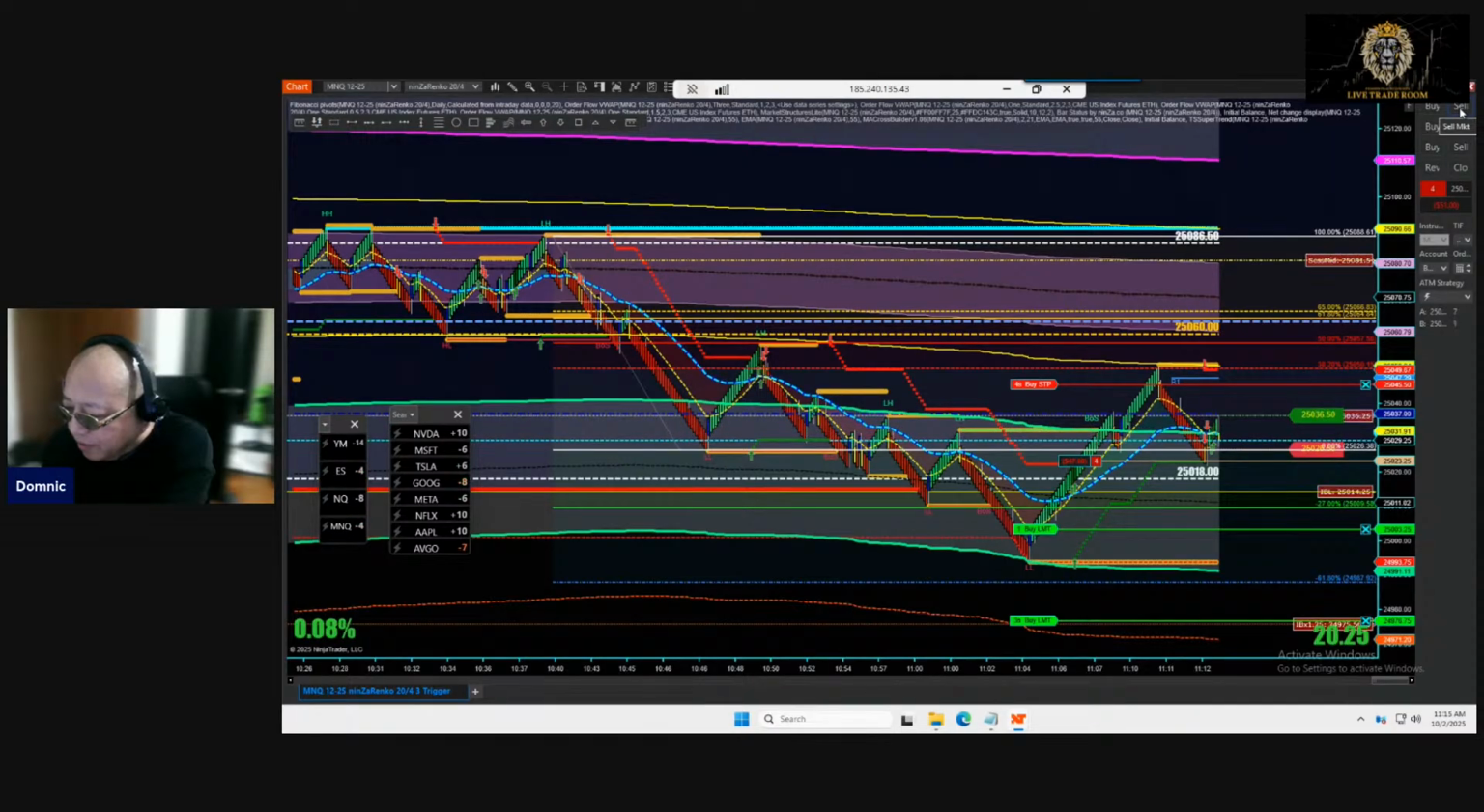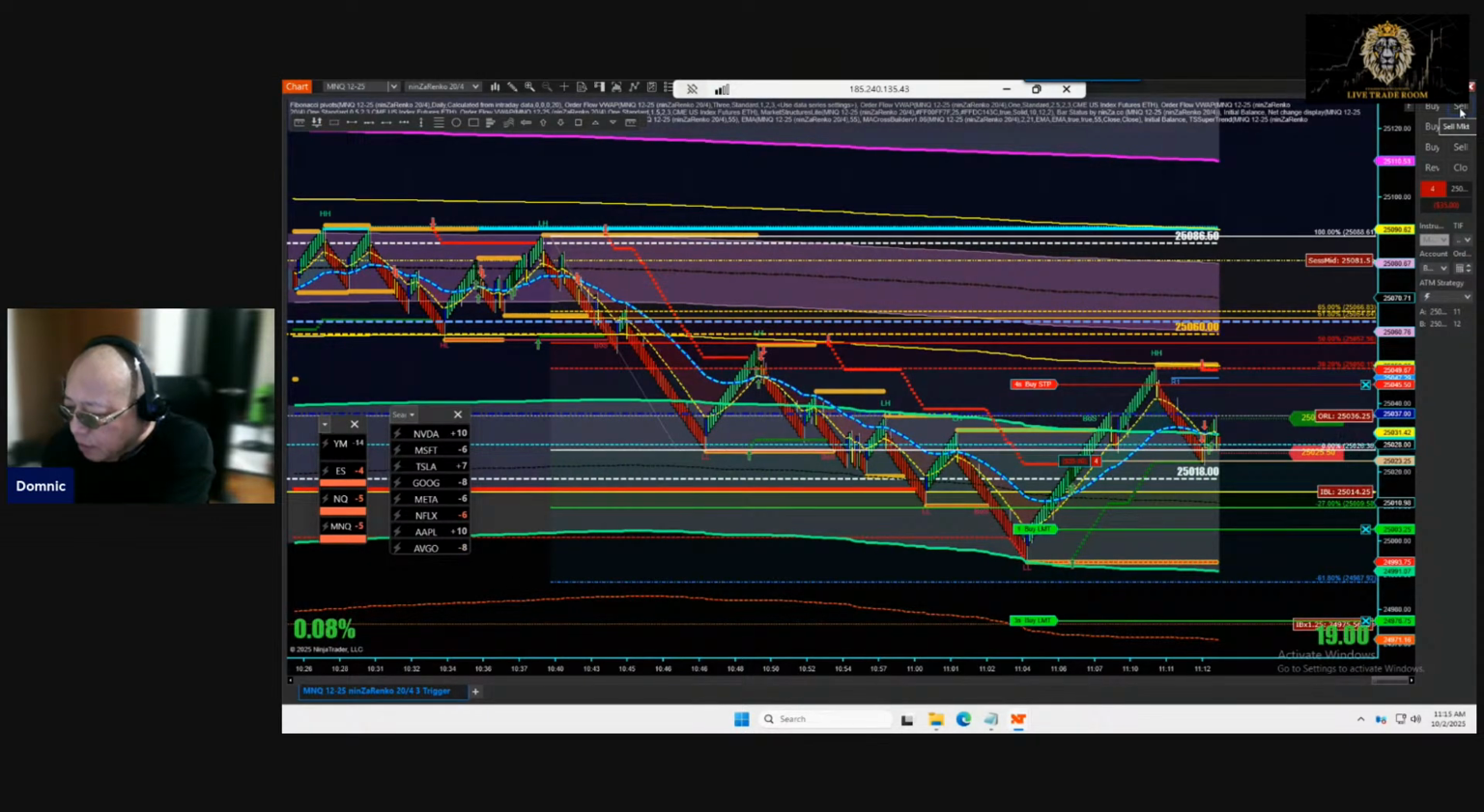Man, they have a battle going on here. Buyers and sellers just battling it out right now. There, they won. Sellers won. Let's see if they continue. They haven't completely won, but once they continue. There you go.